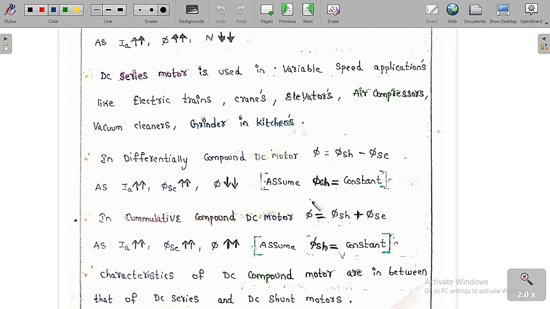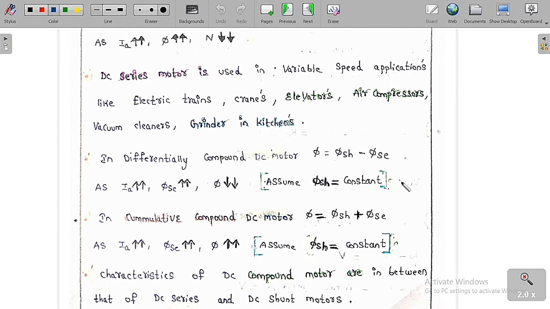As the load increases, the current IA increases, so phi SC increases, so therefore the resultant flux will decrease because we are going to assume the shunt flux is a constant. So therefore, we can say that is the reason. As the load increases, the series flux increases, so resultant flux decreases, so its speed will increase.